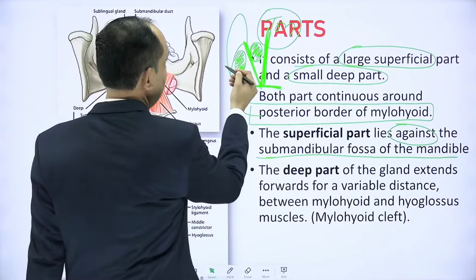Now in this diagram you can appreciate that this is your muscle, this is your J-shaped gland, and in between the gland you can see the cut section of the muscle.